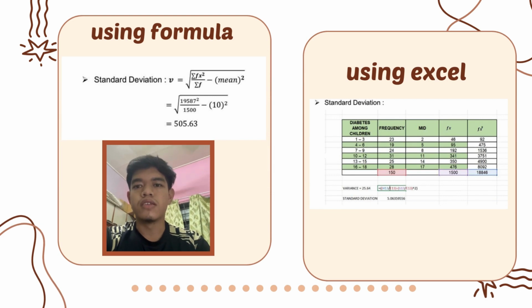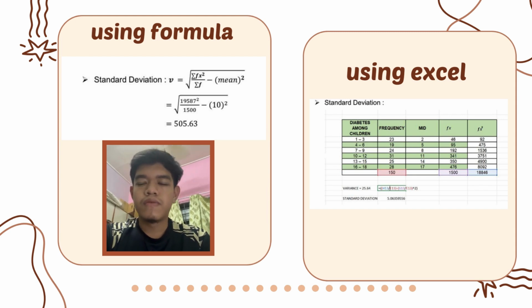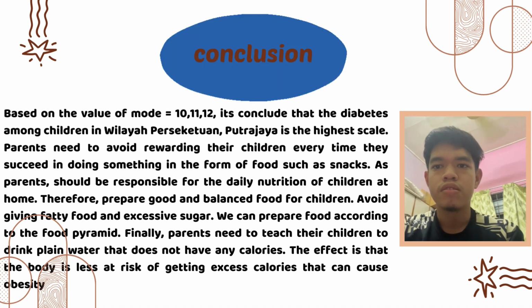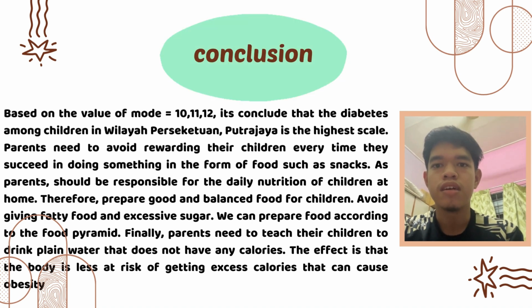For standard deviation, the formula is the square root of total fx squared divided by total f, minus mean squared. f is frequency, x is midpoint, so the answer is 506.63. By using Excel, we get 5.064. So for the conclusion, based on the mode of 10, 11, 12, it concludes that obesity among children in Wilayah Persekutuan Putrajaya is highest at that age.